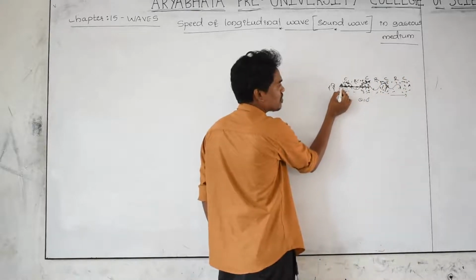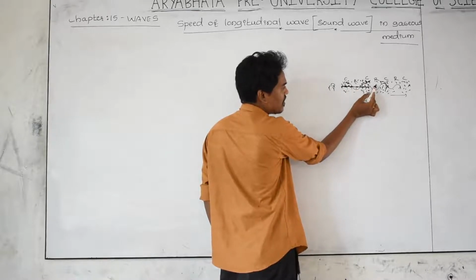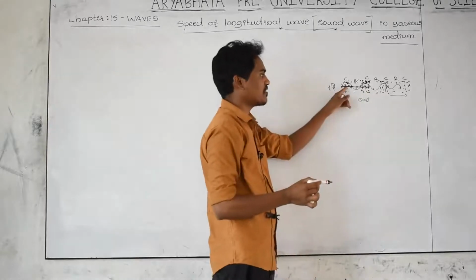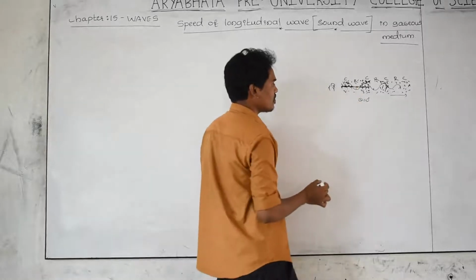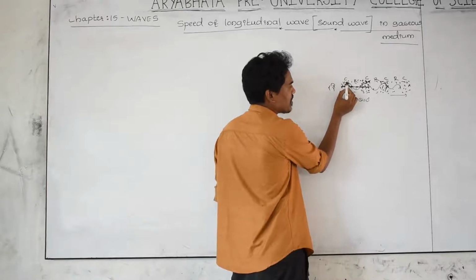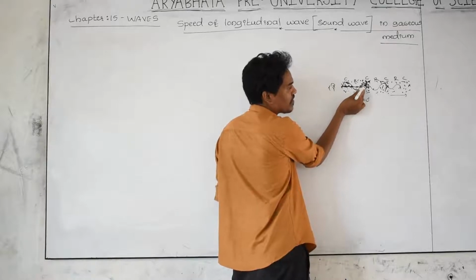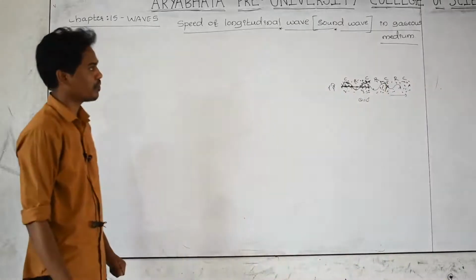The more the particles, the more the pressure; the fewer the particles, the lesser the pressure. The region where the pressure is more is called a compression, and the region where the pressure is less is called a rarefaction. In the nature of the wave, higher pressure, lower pressure, again higher pressure, again lower pressure. Like this, we show the nature of the wave.